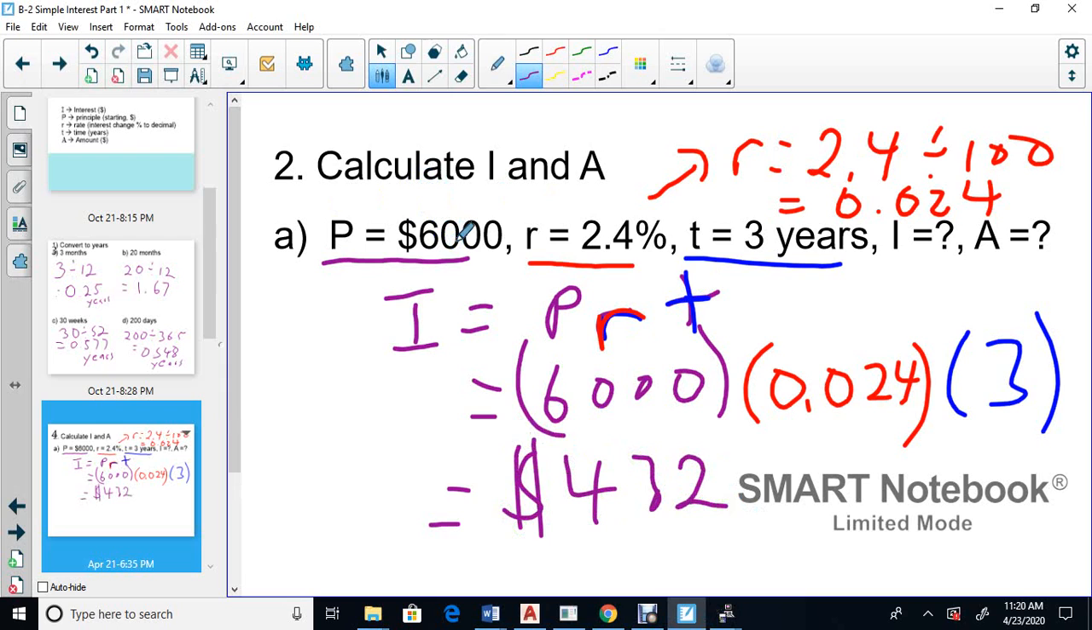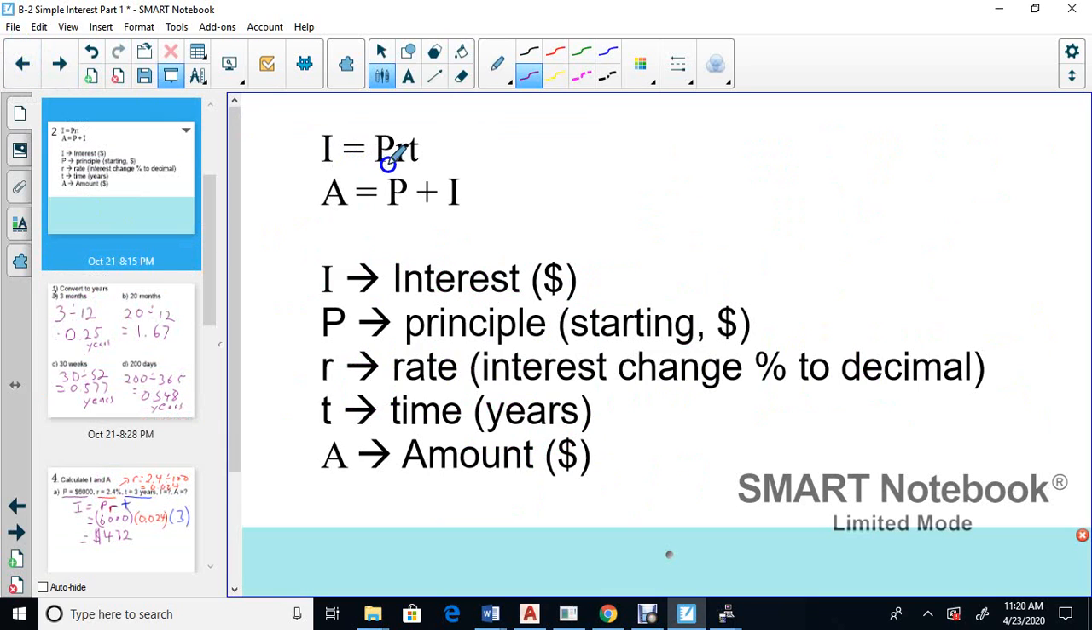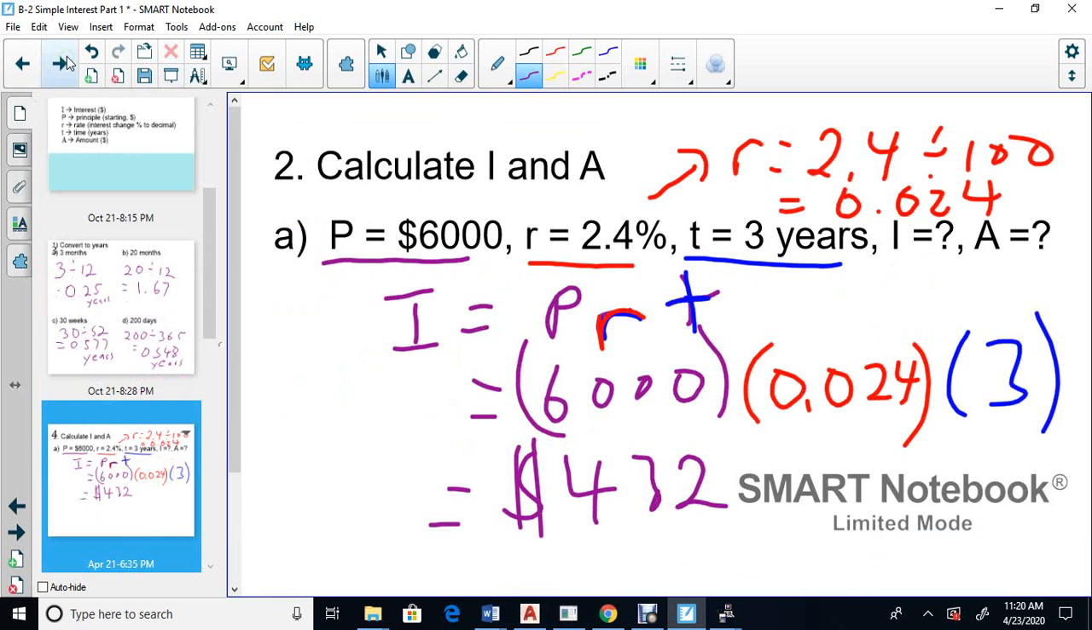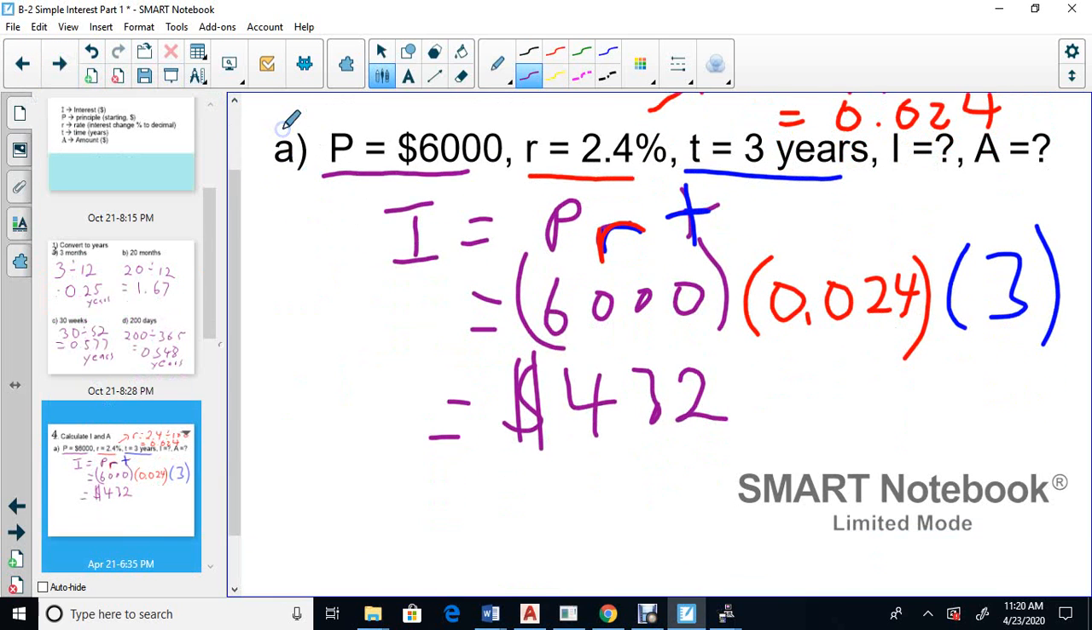Now it says to calculate A. There's another formula for A. So if we go back up, because even I forget, everything's open notes. You can always look. A equals P plus I. So you go down. Let's go back here. A equals P plus I.